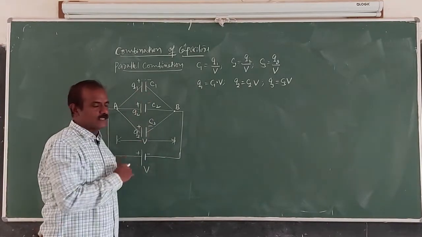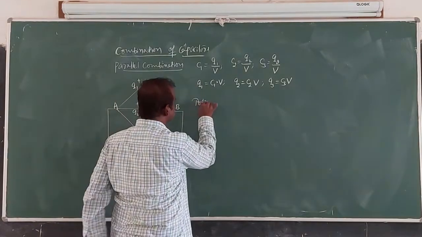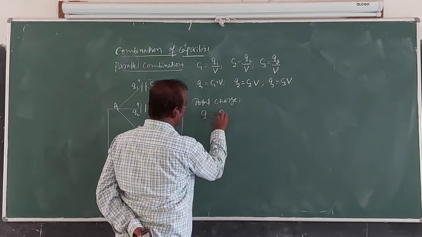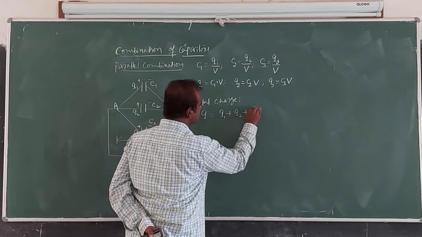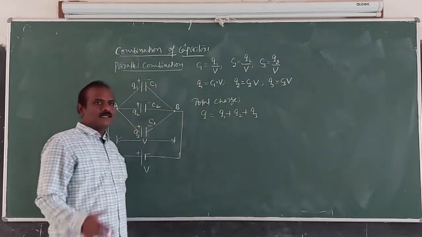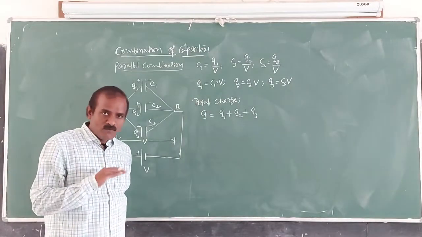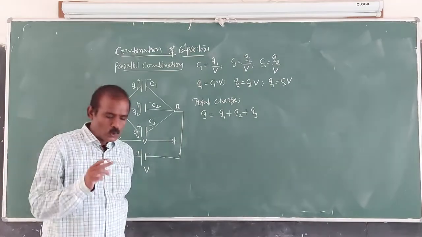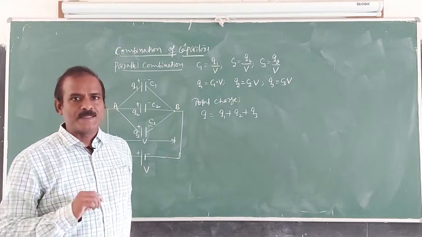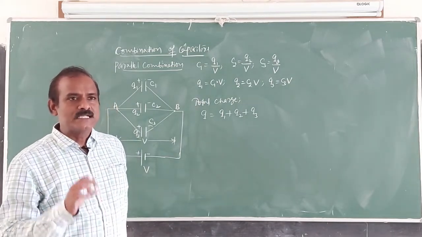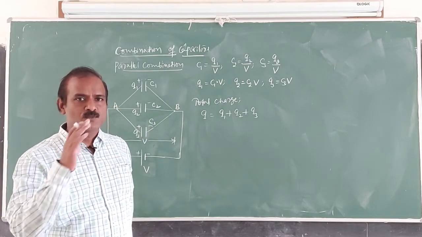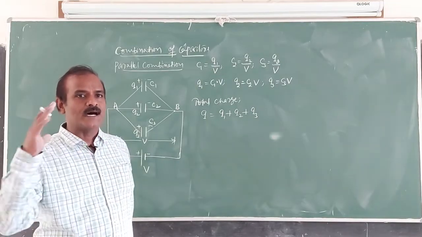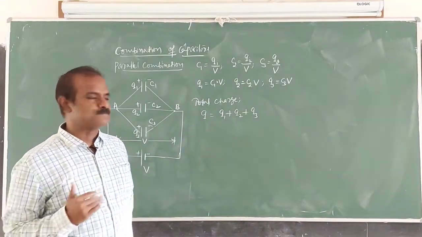Charges are different, therefore total charge Q is equal to Q1 plus Q2 plus Q3. Well students, you remember the one which divides, that quantity we have to consider in order to arrive at the effective value. In the series combination, we consider total potential is equal to sum of the potentials because potential there divided among the capacitors. Here charge divided among the capacitors, potential same.